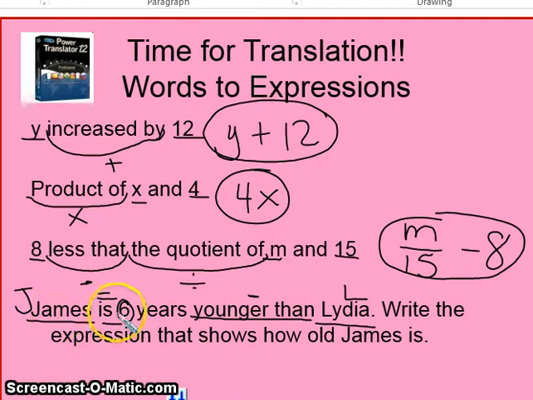Alright, so James is, that tells me I need J equals 6 years younger than. Now that's the same as fewer than or less than, so I'm subtracting 6 from the end of my problem. Younger than Lydia, so Lydia is what I'm subtracting from. James is Lydia's age minus 6. That's how we would write that expression.